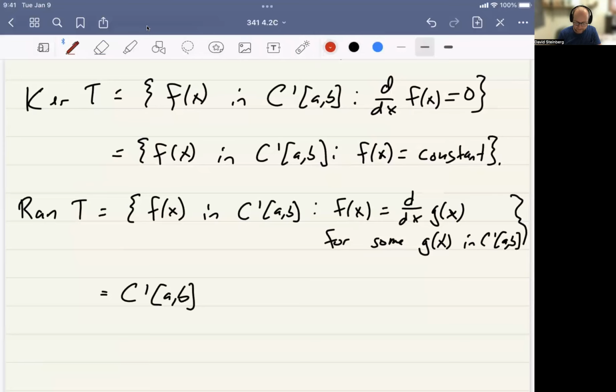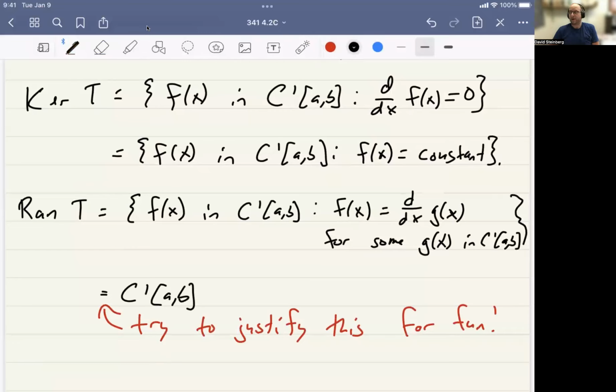And you should ask yourself, try to justify this for fun. And my hint is try to apply some theorem from Calc 2. We want to say, given some function f here, how do you cook up a function whose derivative is equal to your original function? Okay, and that's all I have to say about linear transformations, column space and null space.